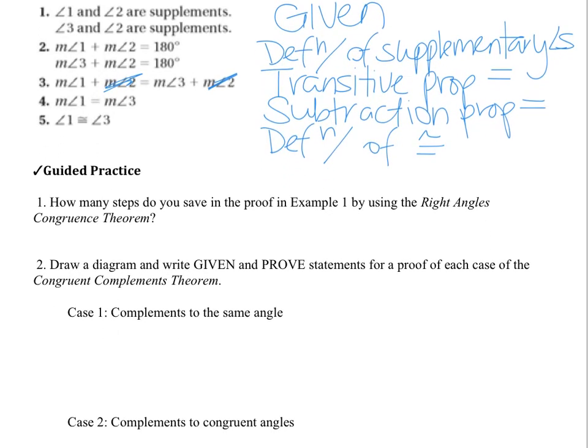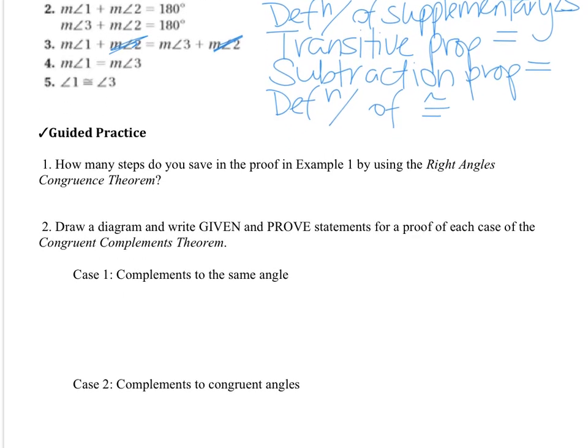We're going to work through the guided practice together. How many steps do you save in the proof in example 1 by using the right angles theorem? Well, if you look back at how many steps it took us, you are saving 2 to 3 steps. We're going to draw a diagram and write the given and prove statements for our proof of each case of the congruent complements theorem. Okay, so case 1 is the complements to the same angle.